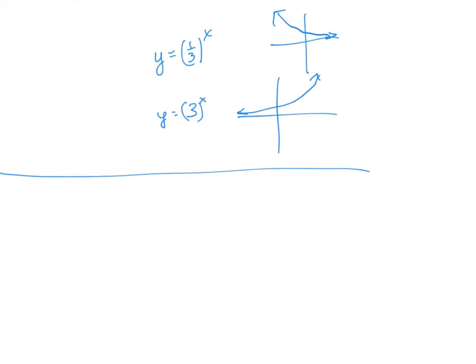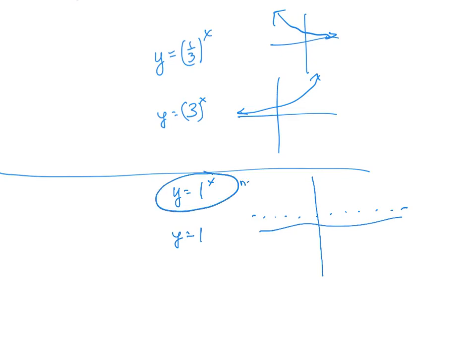So what if you actually have the value of 1? Well, that's not even an exponential, because 1 to the anything just equals 1. That's just a straight line. That's just the same as saying y equals 1. So this is not an exponential function. That's something else. That's just a linear function of degree 0. Not exponential.